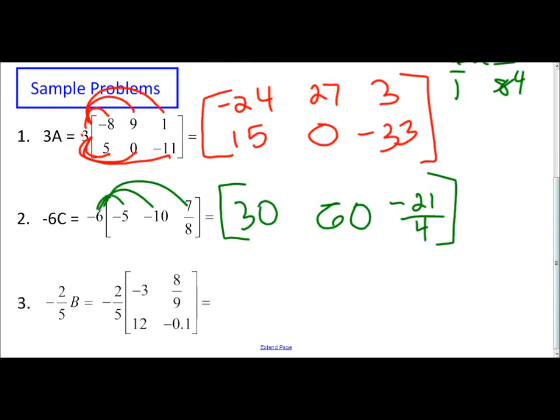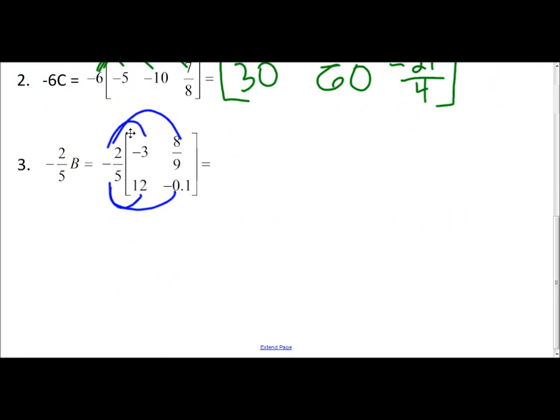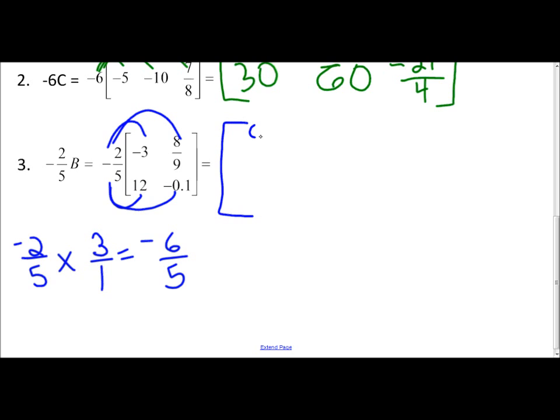And finally, let's take a look at this last example here. I have negative 2/5 times the matrix B. So I'm going to multiply negative 2/5 times each of these 4 entries here. So first off, I'll take negative 2/5 times 3. Nowhere to cross reduce here, so negative 2 times 3 is negative 6. 5 times 1 is just 5. So my first entry is going to be negative 6/5.